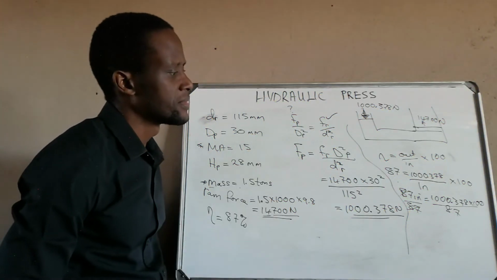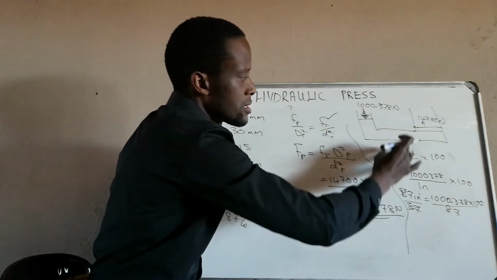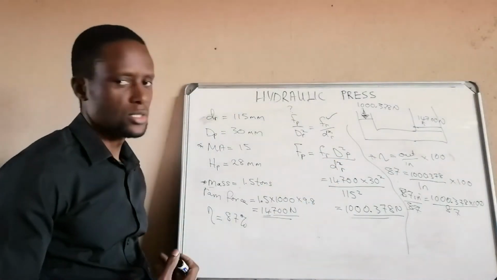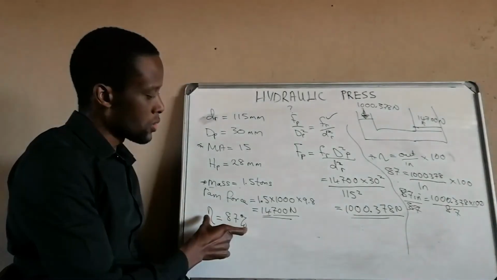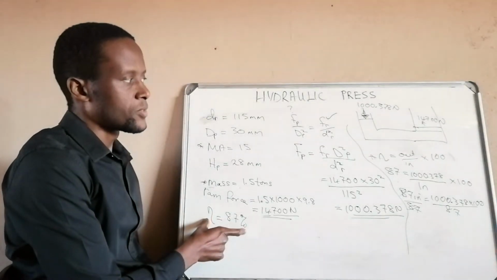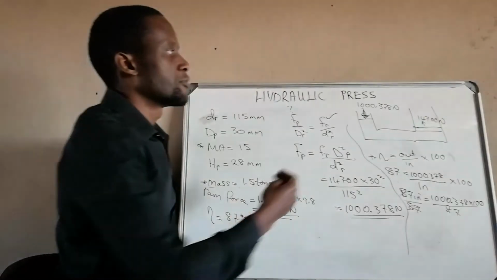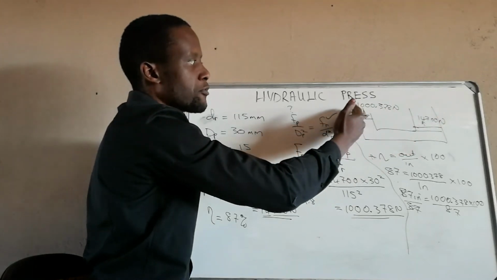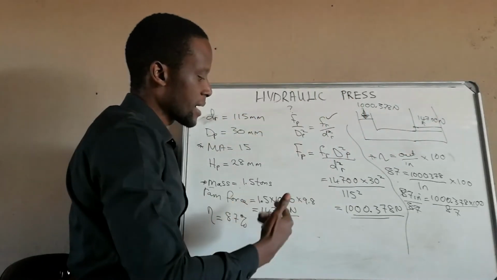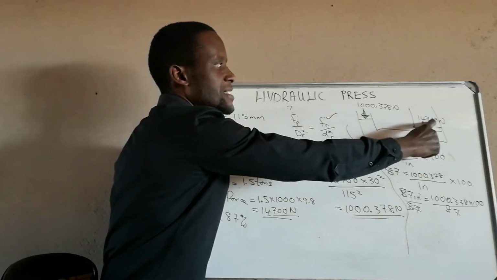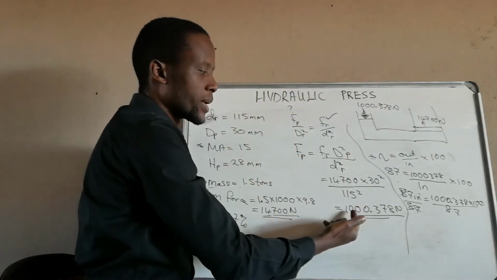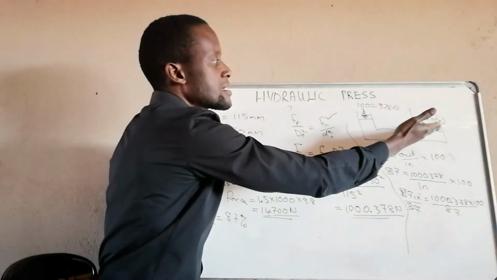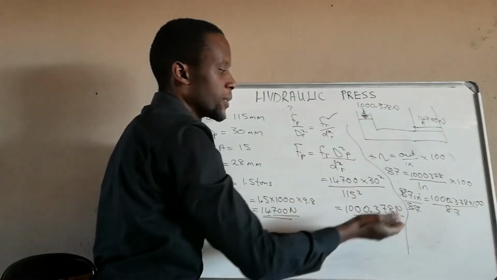To make life easy, instead of us going through all this amount of work, what I usually advise is that you need to think very hard when it comes to applying efficiency. You need to know, where are we working from? If we look at this, we are working from the ram side going to the force that we need to apply. No matter what happens, this 14,700 needs to go up. So we cannot apply the 1,000.378. We need enough force to go up. We need to increase this.